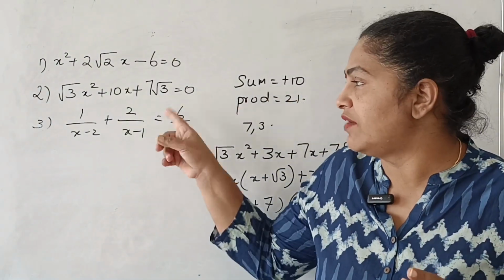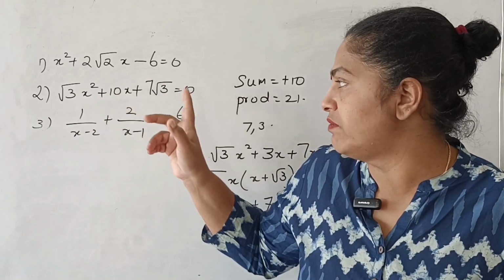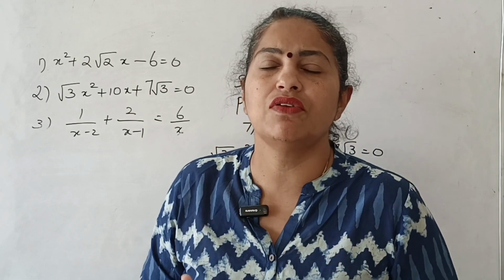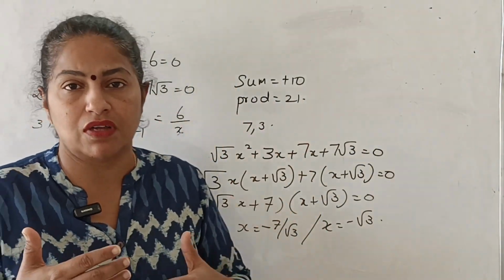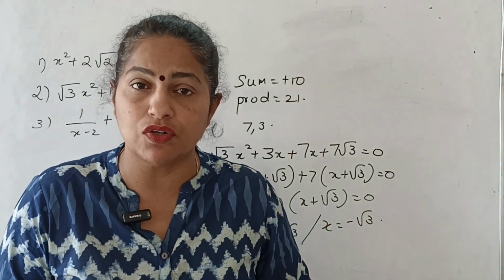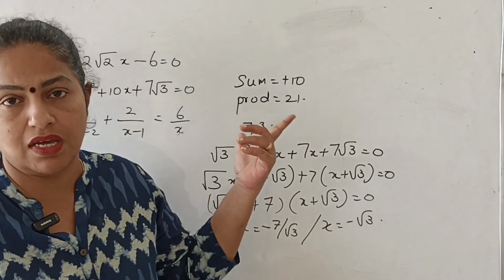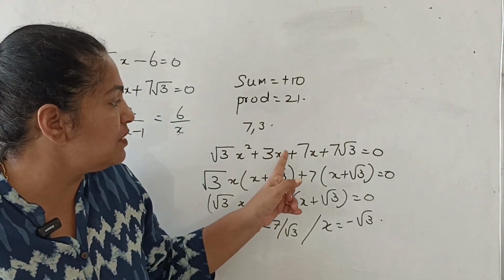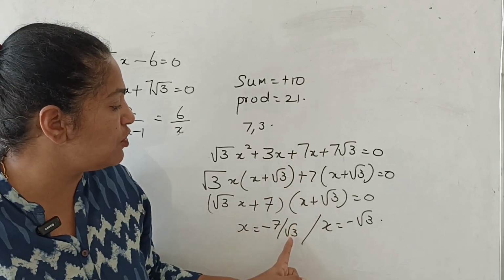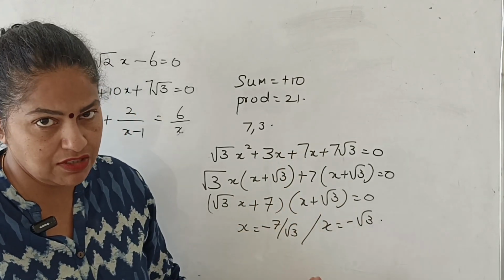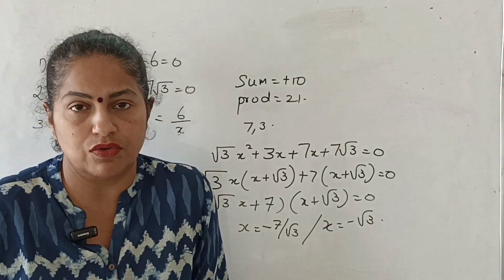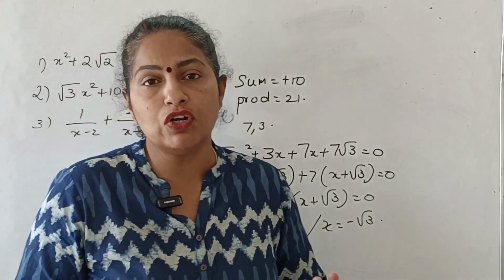In the second sum, we have to find two numbers in such a way that the sum is equal to 10 and the product is 7 root 3 into root 3, which is 21. This was very easy, so I am not explaining how we have gotten the two numbers. 7 and 3 are the numbers giving us a product of 21 and a sum of plus 10. So I have split the middle term using 3x and 7x and grouped the common terms. I am getting the solution as x is equal to minus 7 by root 3 and x is equal to minus root 3. Now let us move on to the third one.